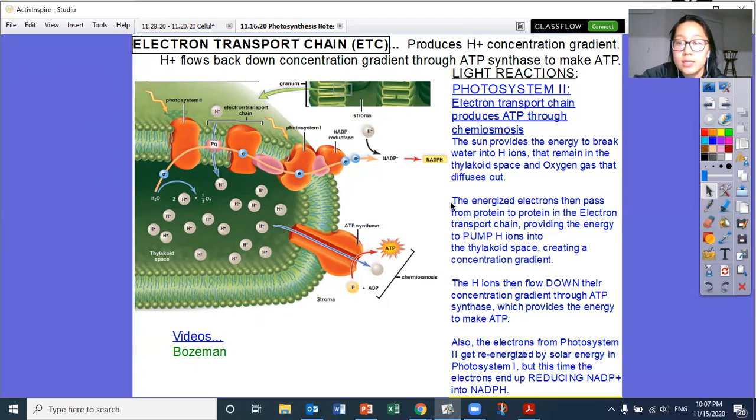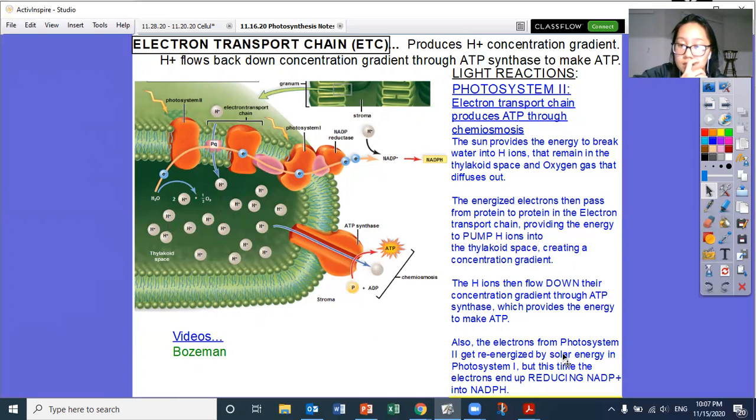Okay, the energized electrons then pass from protein to protein in the electron transport chain, providing the energy to pump the hydrogen ions into the thylakoid space. So it's going to fill this space with hydrogen ions, and it creates that concentration gradient that you need for ATP synthase. So as the hydrogen ions then flow down their concentration gradient through ATP synthase, that provides the energy to make the ATP. Okay.